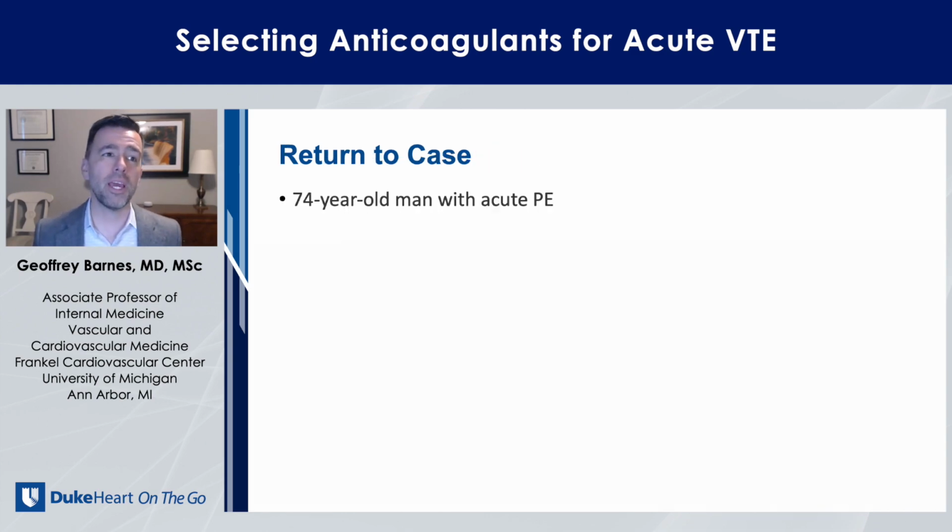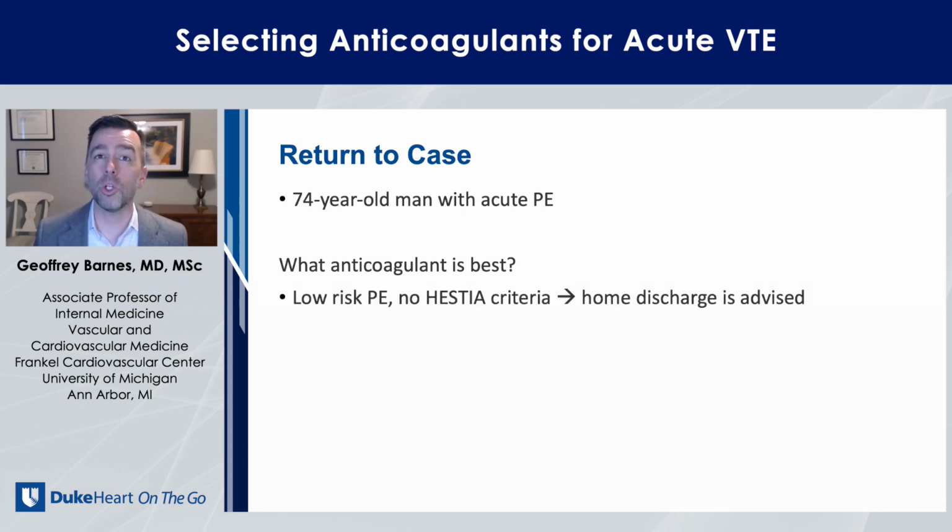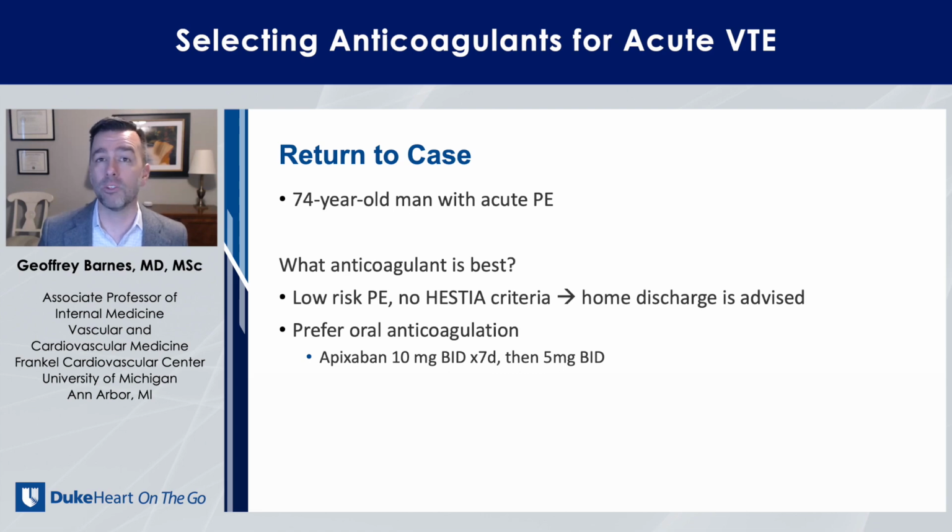So if we return to our case of our 74-year-old man, he had that acute PE. Which anticoagulant's best? Well, he has a low-risk PE and none of those Hestia criteria. So we really want to think about home discharge for him. In this case, an oral anticoagulant may be best, something like apixaban 10 milligrams twice a day for 1 week, or rivaroxaban 15 milligrams twice a day for 3 weeks.